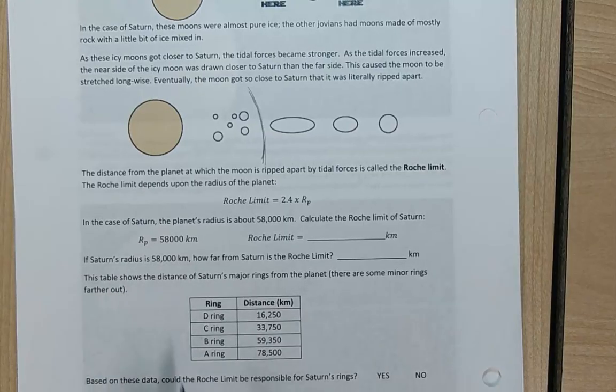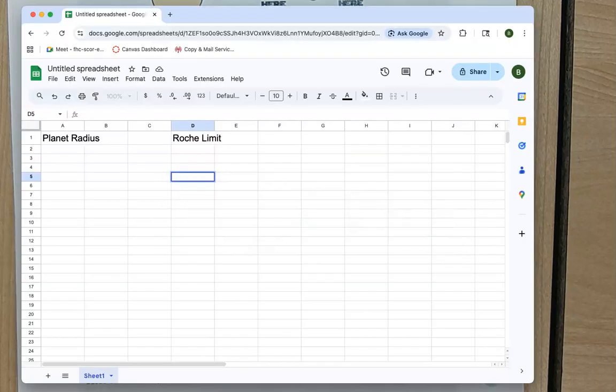Well, Saturn has a radius of 58,000 kilometers. So what is its Roche limit? Well, let's do the math here. If the planet's radius is 58,000 kilometers, then the Roche limit is 2.4 times the planet radius. So 139,000 kilometers, which is a big distance, but it's a big planet.